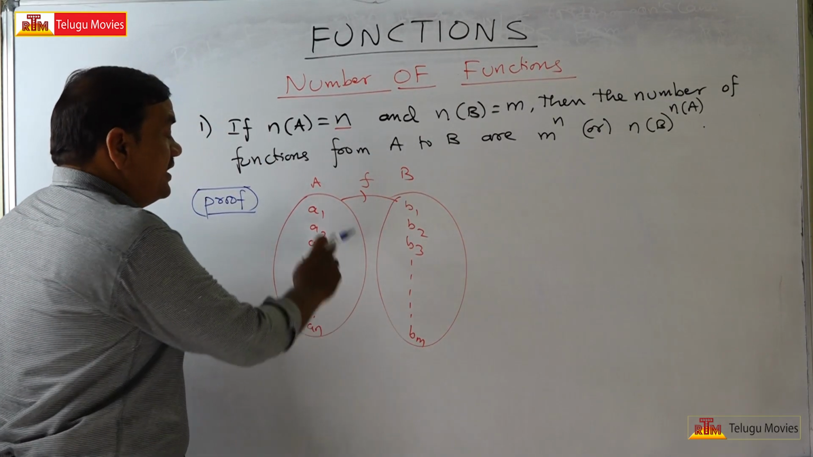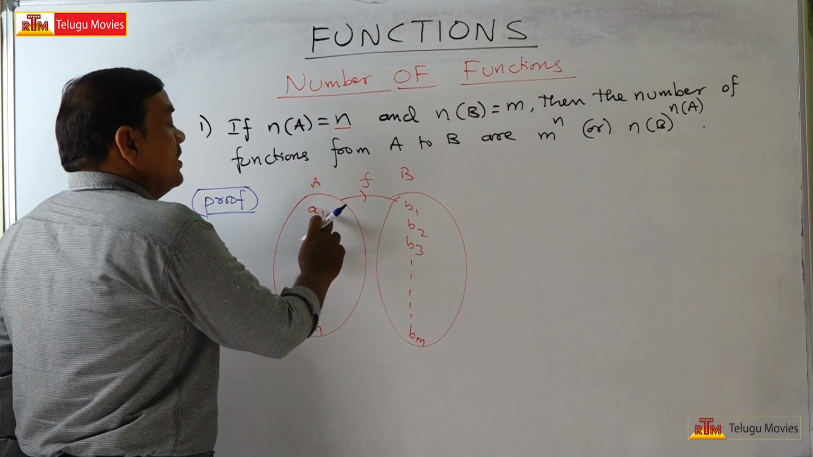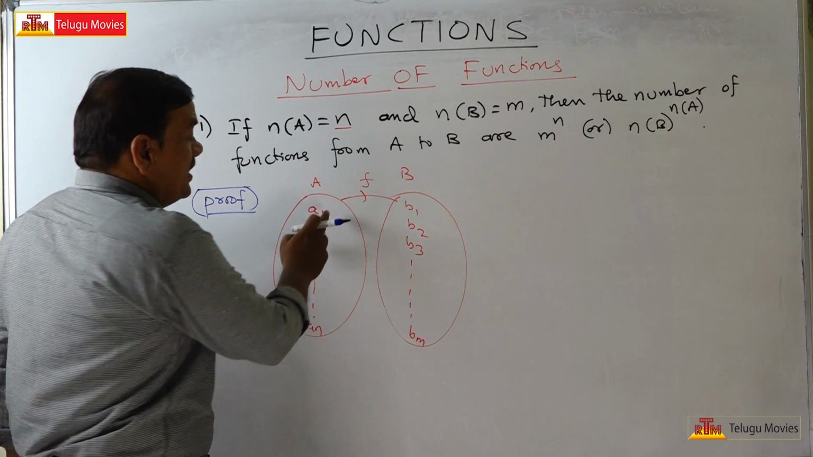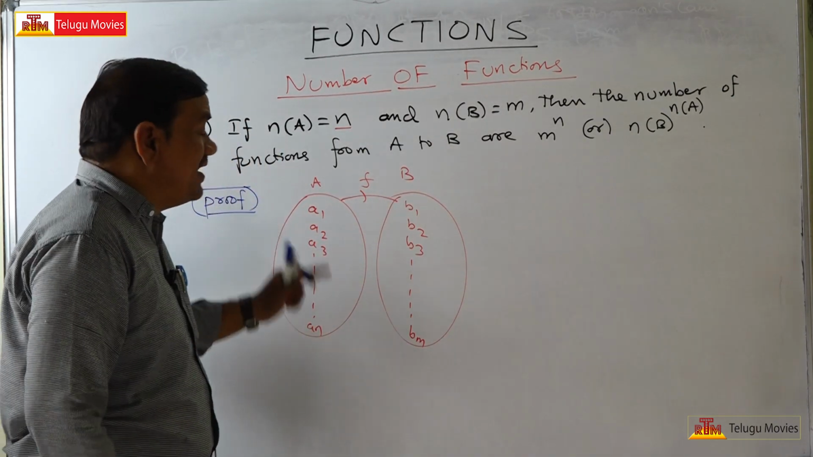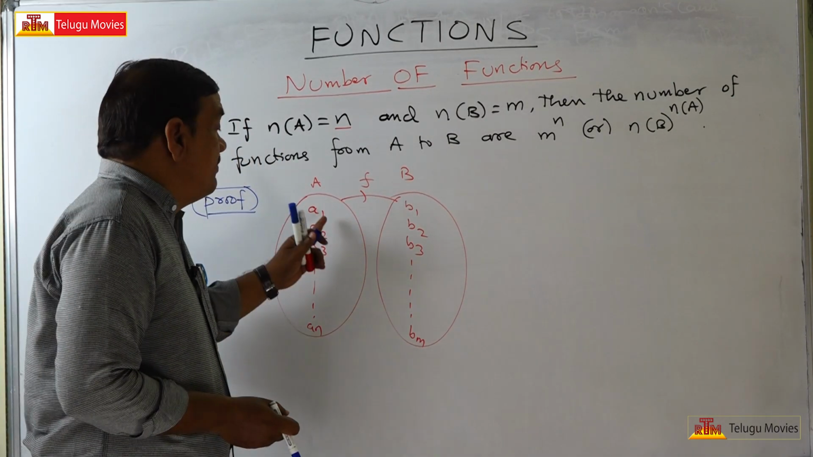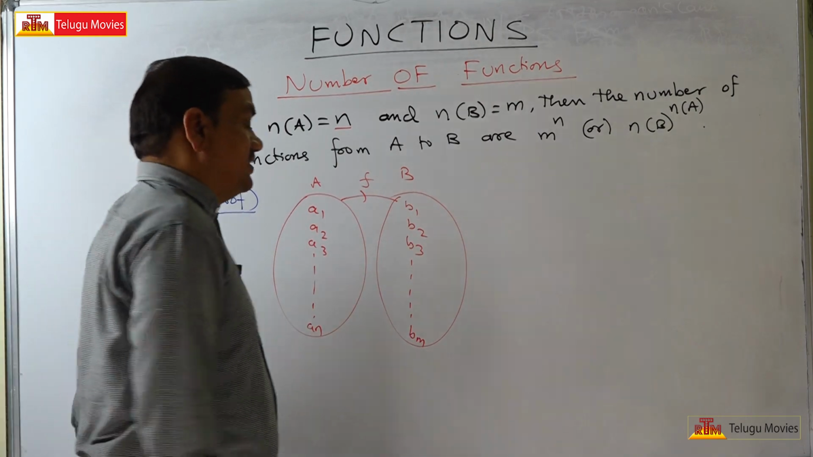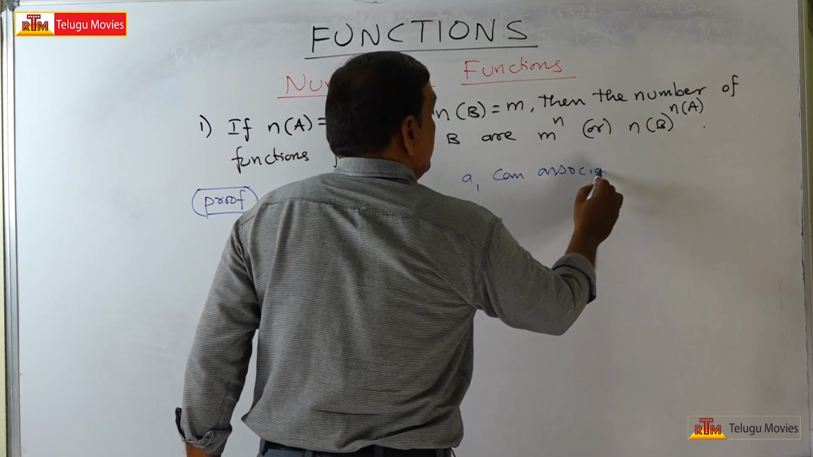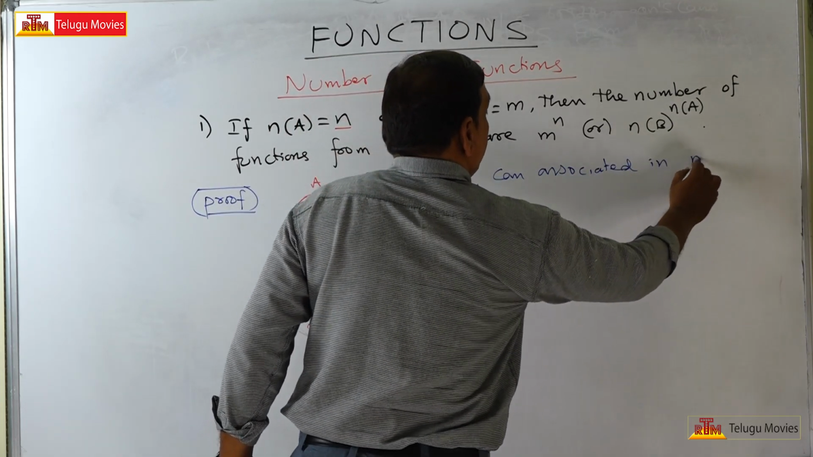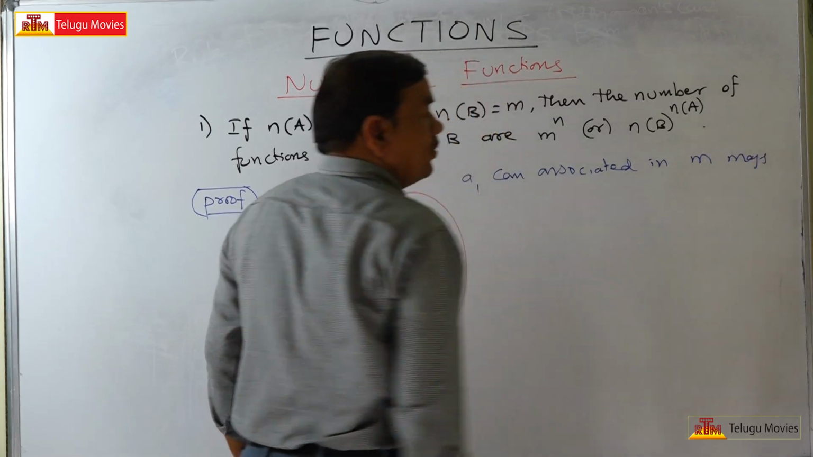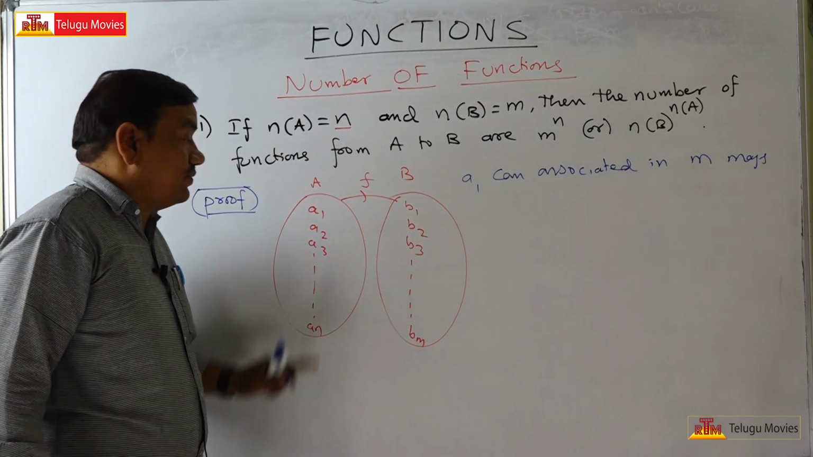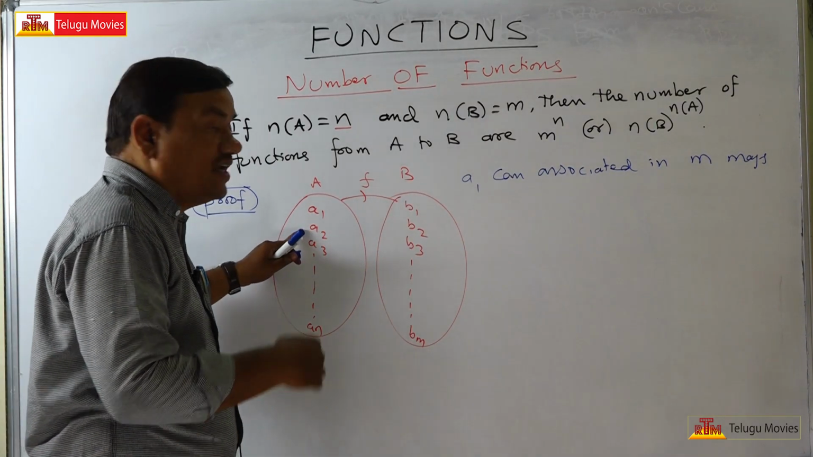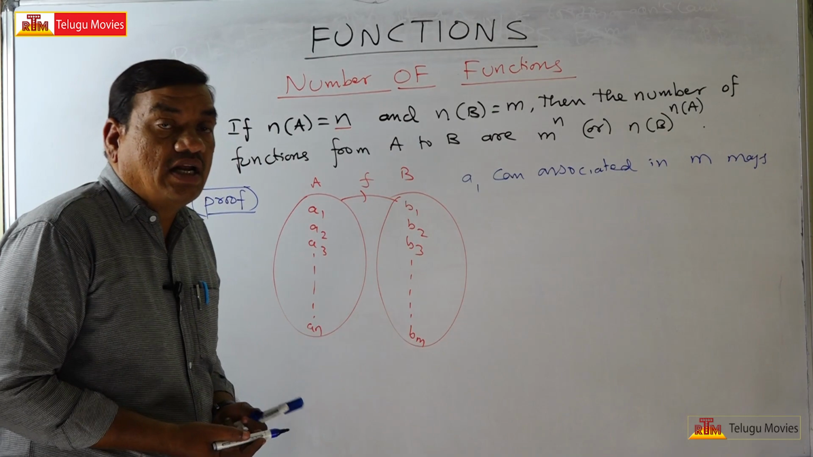Remember that. A1 can associate with B1, A1 can associate with B2, A1 can associate with B3, and so on up to Bm. That means there are m chances for A1 to associate. So A1 can associate in m ways. Right. Next, in how many ways can A2 associate to make a function? A2 also can associate in m ways.